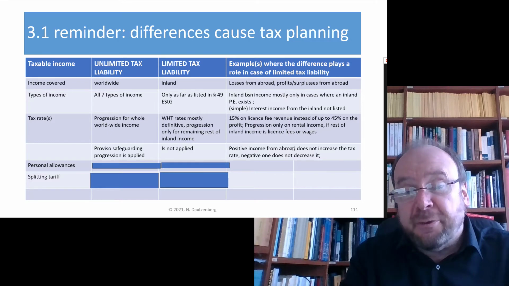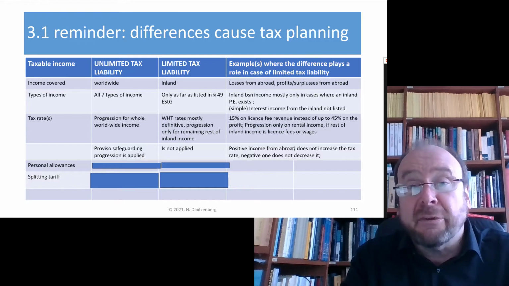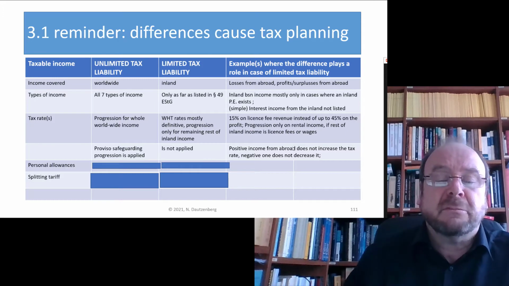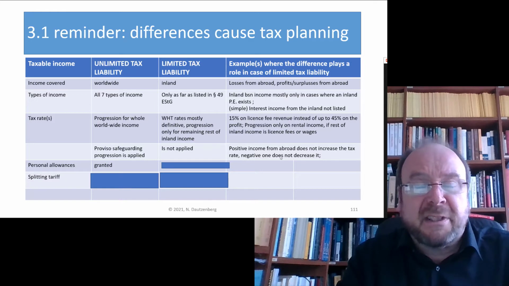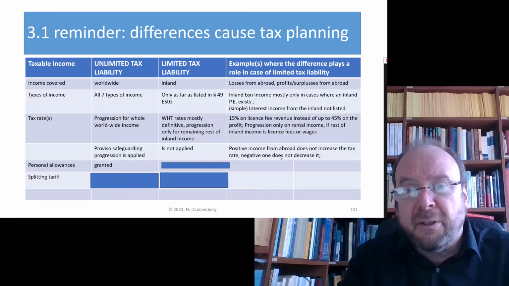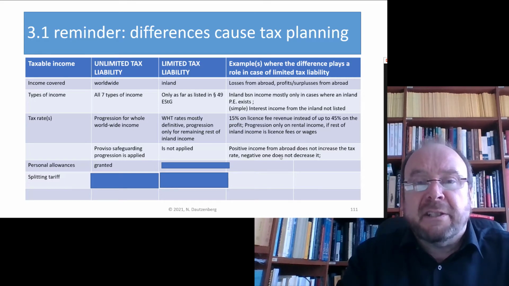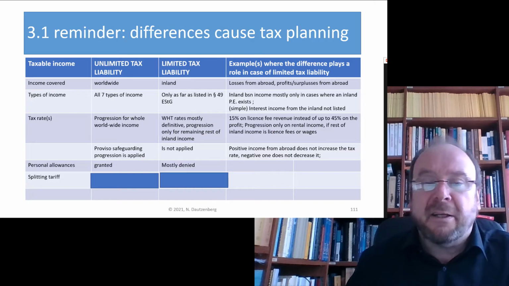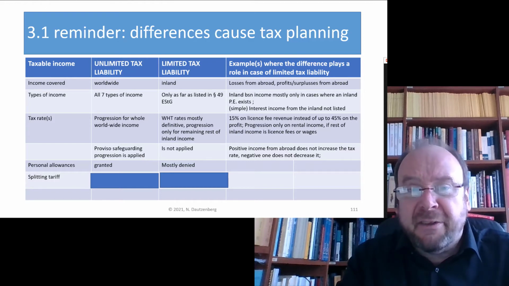On the other hand, if your foreign income is negative, it might push down your progressive rate, then you would regret not being unlimited tax liable. So personal allowances for insurance company contributions, for old age contributions, and all that. You can deduct them under unlimited tax liability, but you can't deduct them under limited tax liability, at least in most cases. So here the advantage would lie with unlimited tax liability.